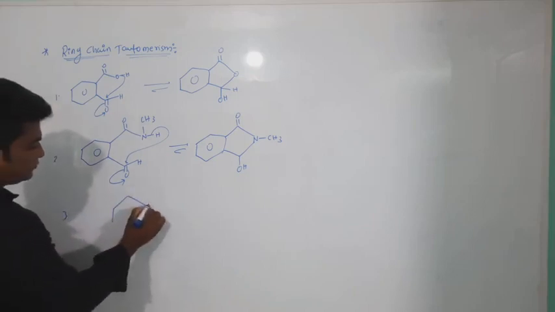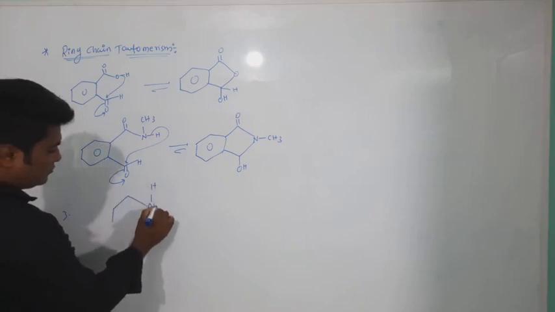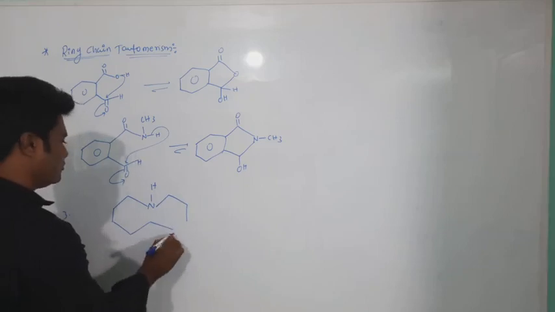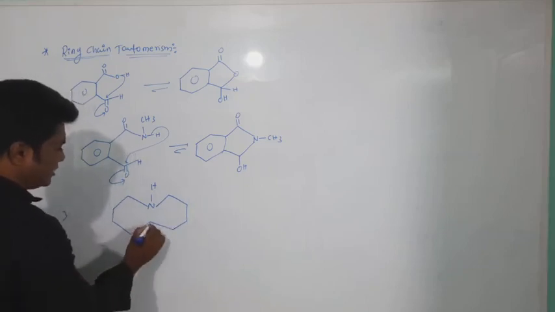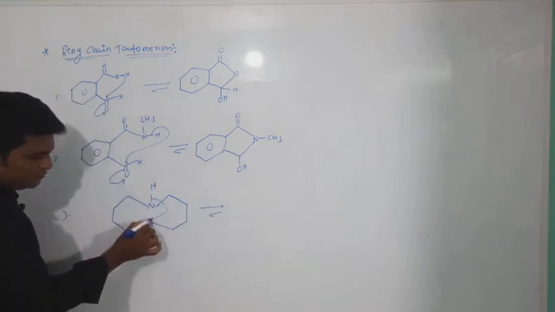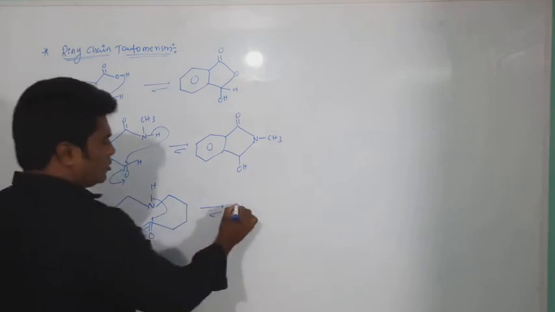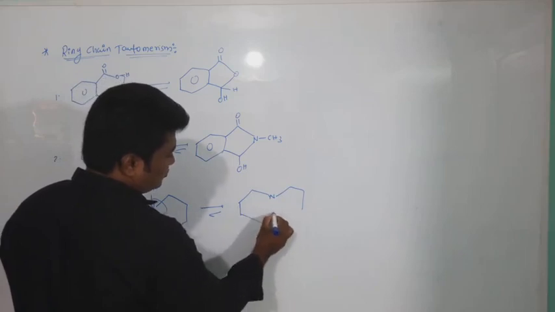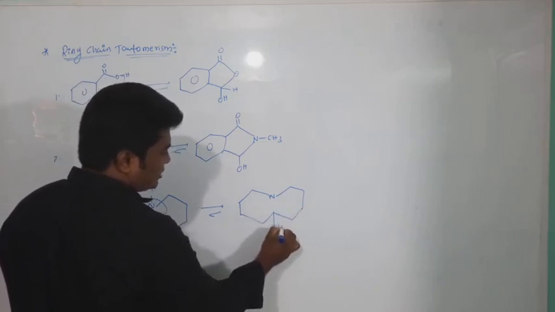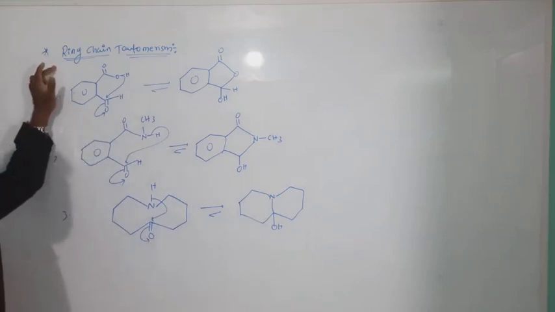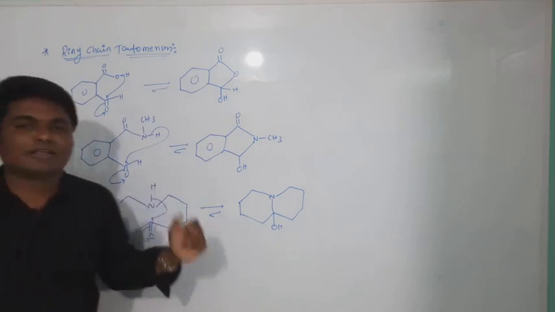So one more example is there for ring chain tautomerism. See here, this is nitrogen. Now this is the carbonyl group. Here also the possibility is there. This sigma electron delocalizes with the carbonyl group. Now in this case you will get it like this. This is nitrogen. Now this is OH and here it is bonded. These 3 examples are ring chain tautomerism. Understood? 1,5 is over, 1,7 is over, and this is ring chain tautomerism.